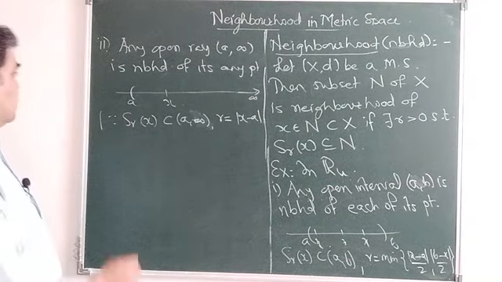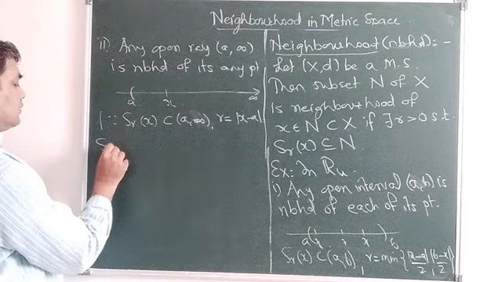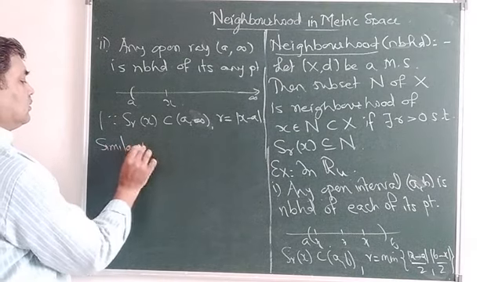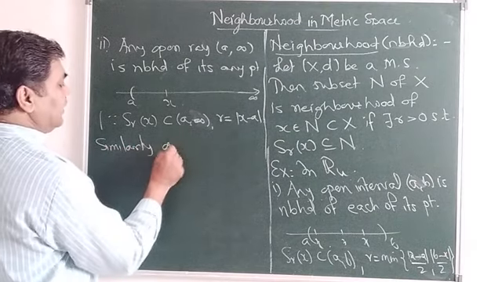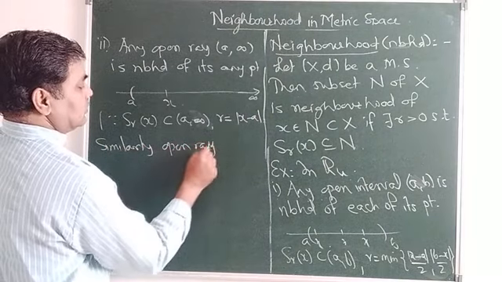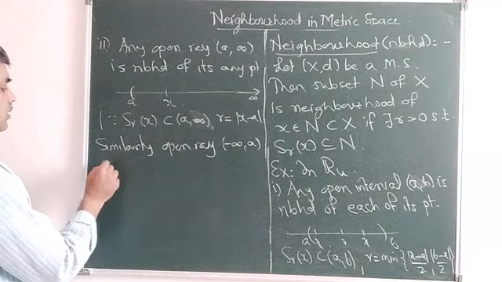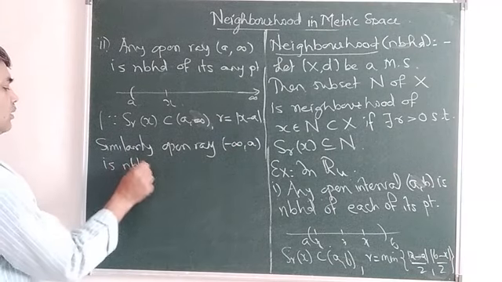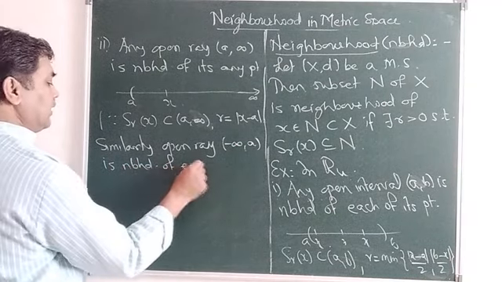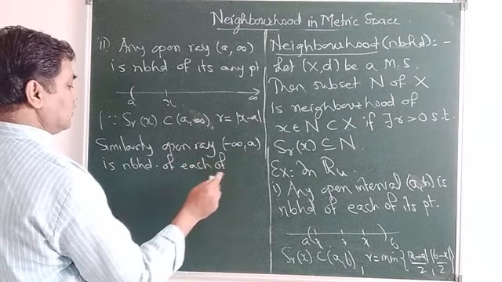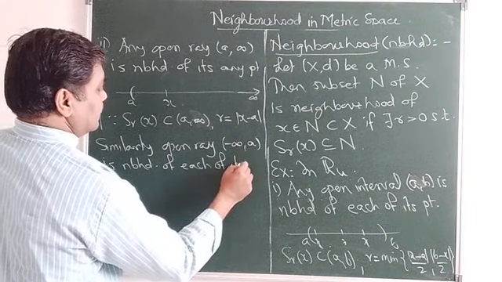Similarly, the open ray (minus infinity, a) is a neighborhood of each of its points.